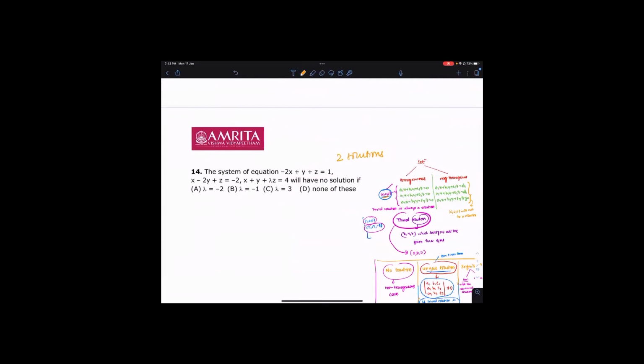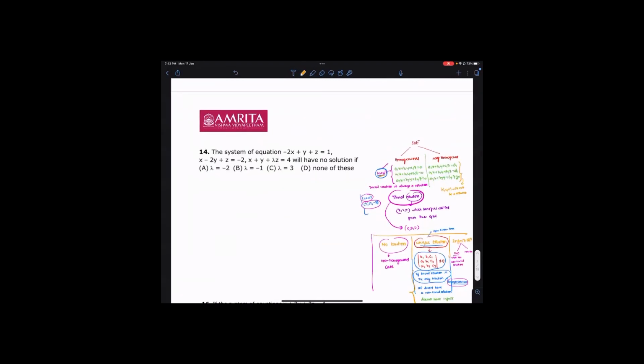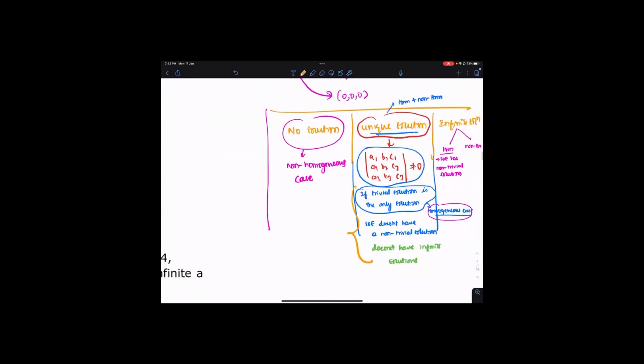Now there is no such case. Only three cases are possible, guys. So no possible value of lambda is the answer. Only three possibilities: no solution, unique solution, infinite solutions.